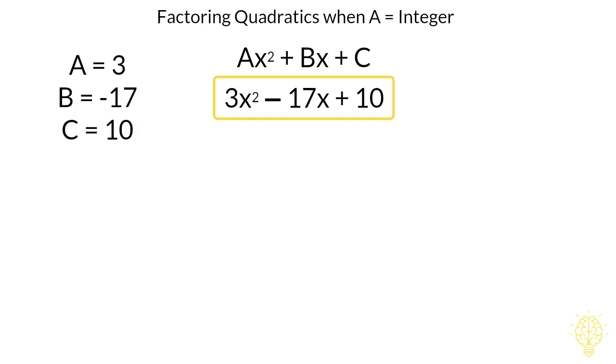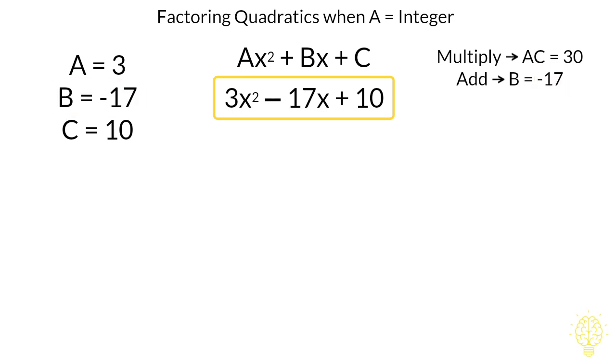When you factor a quadratic, the first step is to find two numbers that multiply to equal ac. In this problem, ac would be 3 times 10, which is 30. So we need two numbers that multiply to equal 30. These same two numbers also have to add to equal b, which is negative 17.